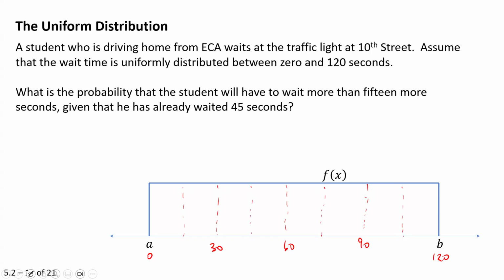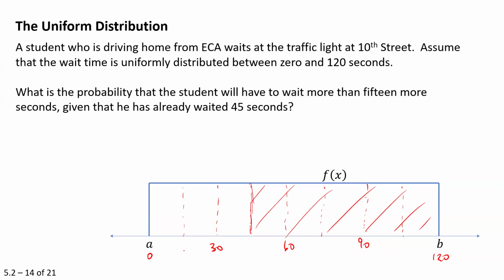Okay. What is the, let's see, wait more than 15 more seconds? I'm not sure how to parse that yet, given that he's already waited 45 seconds. Okay, so already waited 45 seconds. We're already dealing with this here. Already waited 45 seconds. Have to wait more than 15 more seconds. Oh, for a total of what?